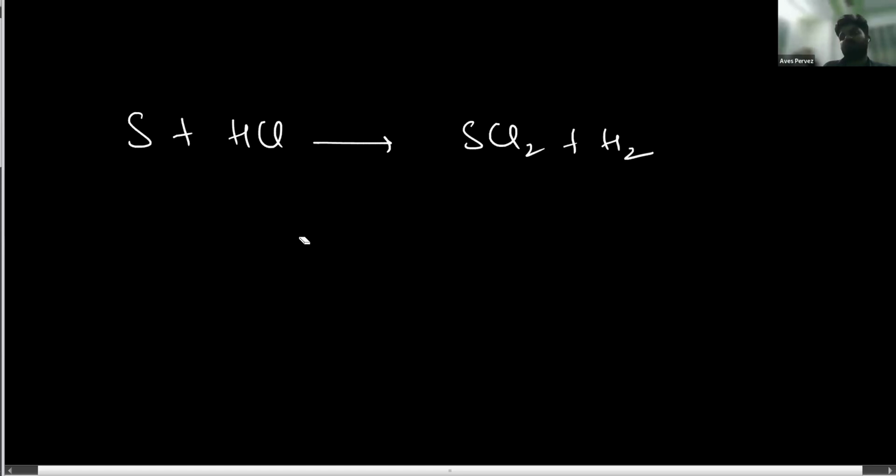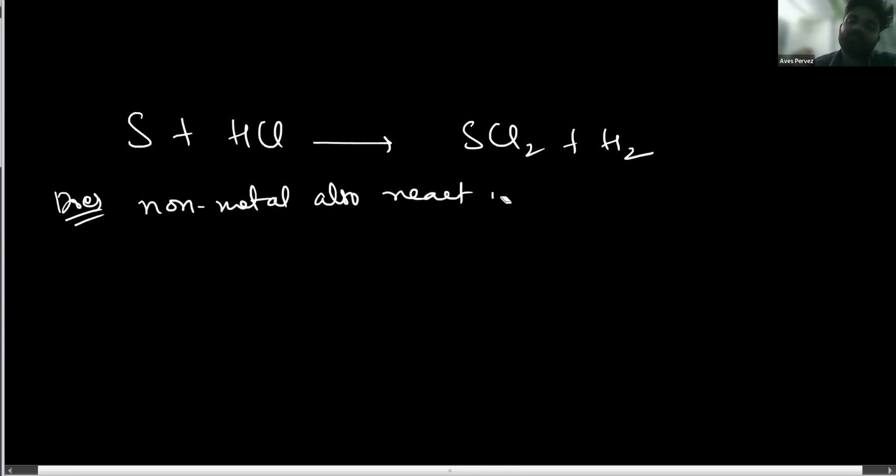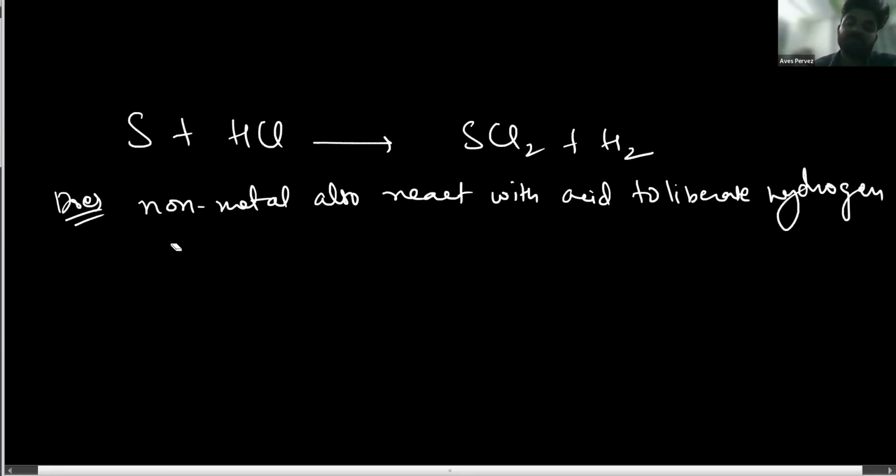If non-metals, for example sulfur, react with HCl, would it form a salt plus hydrogen gas? Means, do non-metals also react with acids to liberate hydrogen gas? Do you agree? Does anyone in the class agree with this? Do non-metals react with acids? Yes or no? Yes, sir. Okay, let me explain.